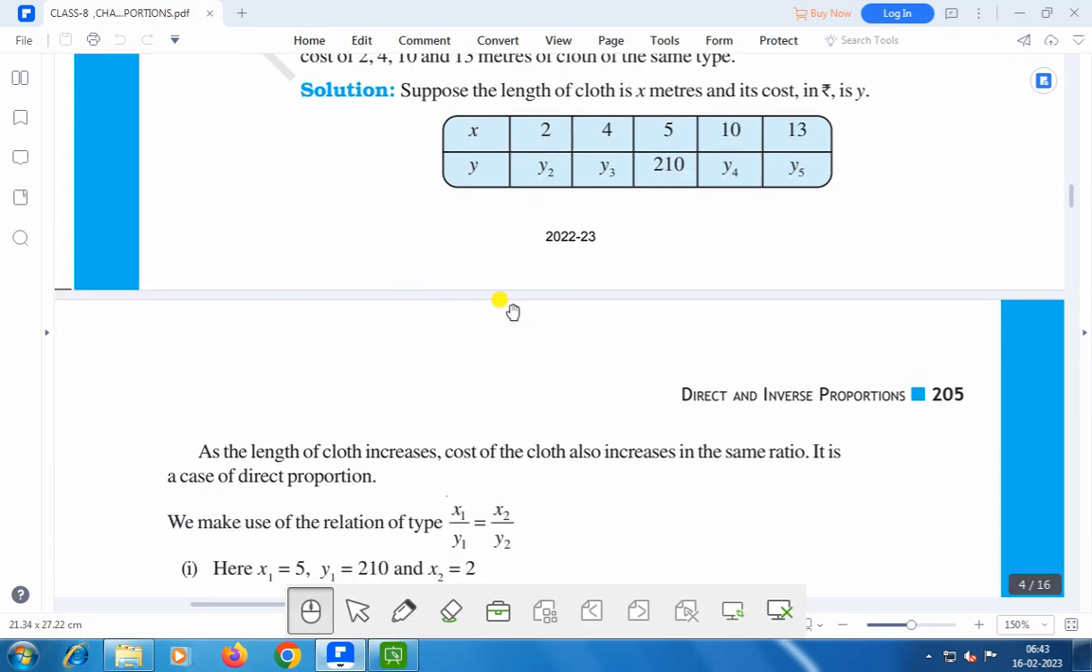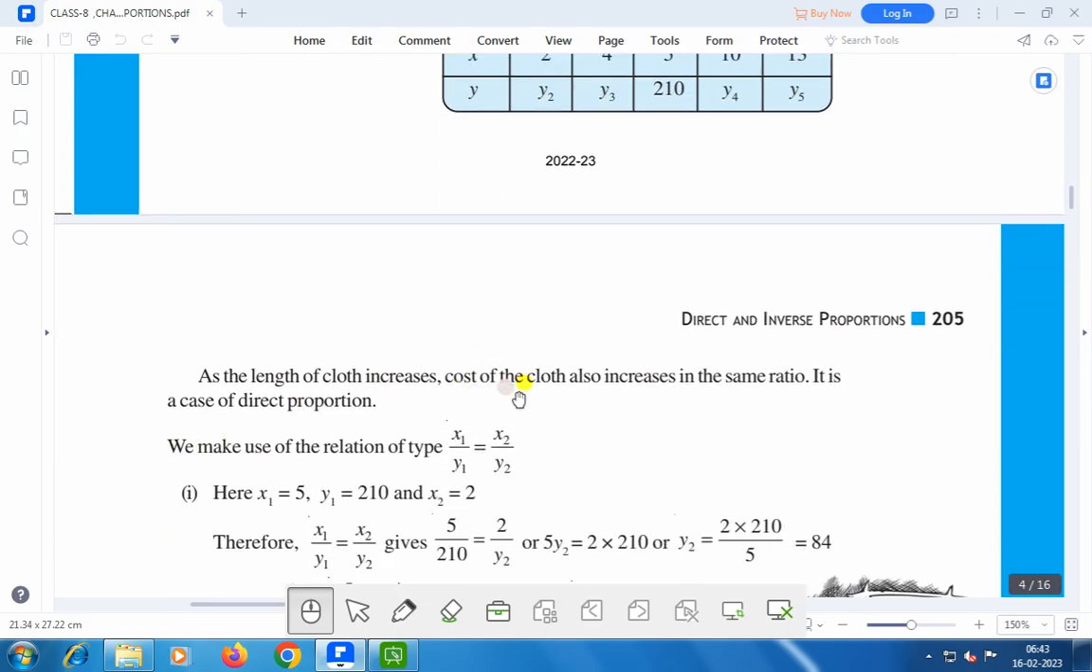It is given that as the length of cloth increases, the cost of the cloth also increases in the same ratio. It is a case of direct proportion. We make use of the relation x1 by y1 equals x2 by y2. Here x1 equals 5, y1 equals 210.